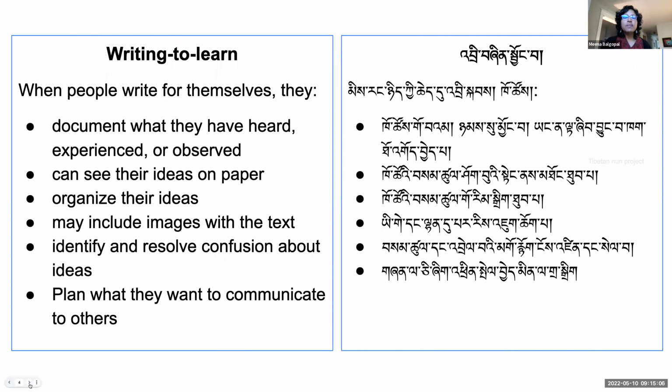So let me first start by talking about writing to learn. This is when people write for themselves, not for others. And when people write for themselves, they can document what they've heard, experienced, or observed. They can see their ideas on paper. They can organize their ideas, as the monastic just explained. They might include images with their text. In the process, they might identify and resolve any confusions about the ideas, and they can plan how they want to communicate ideas to others.